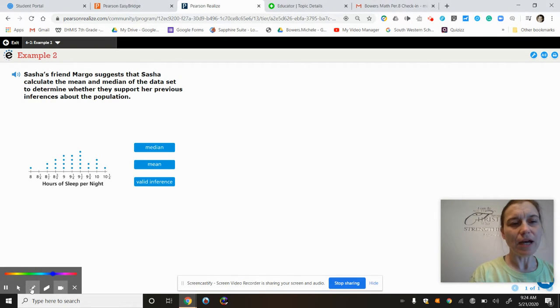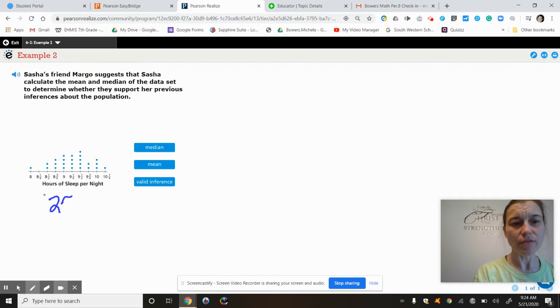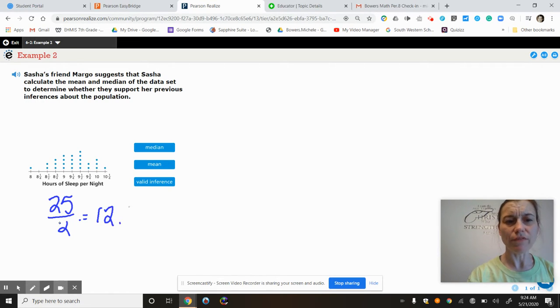So to find the median, I need to find out how many numbers are in here. And when I count them, I count there are 25 pieces of data in this sample. So that means that if there's 25, I'm going to divide that number by 2. So I'm cutting that in half. If I divide 25 by 2, I would get 12 and a half, or 12.5. So what that tells me is, if it's 12 and a half, that means that the 13th number in this data set is going to be the median.